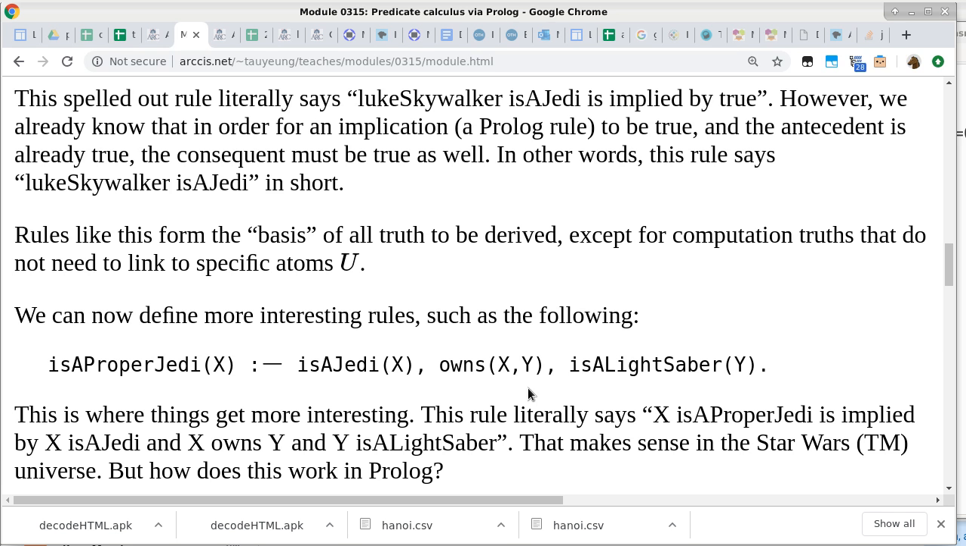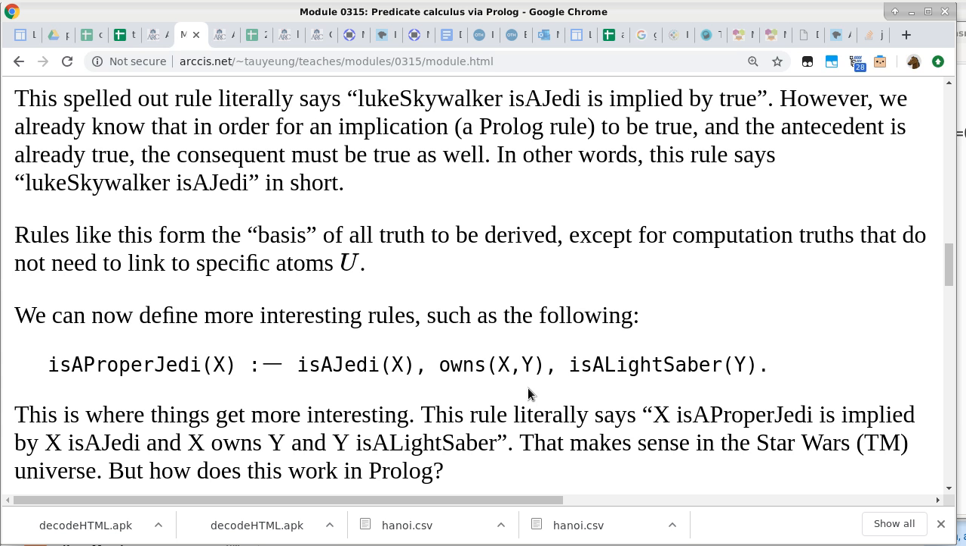Okay, fine. We backtrack back to here and ask the question, what else does Luke own? Then it will look up and go, oh, Luke owns this thing here. And is it a lightsaber? Yes. So once it satisfies all the requirements, then it will imply whatever is to the left-hand side of the implication symbol here. Then it will confirm that X is a proper Jedi. Now, X being a proper Jedi may be utilized as a component of another rule. So all of these can nest in an interesting way.